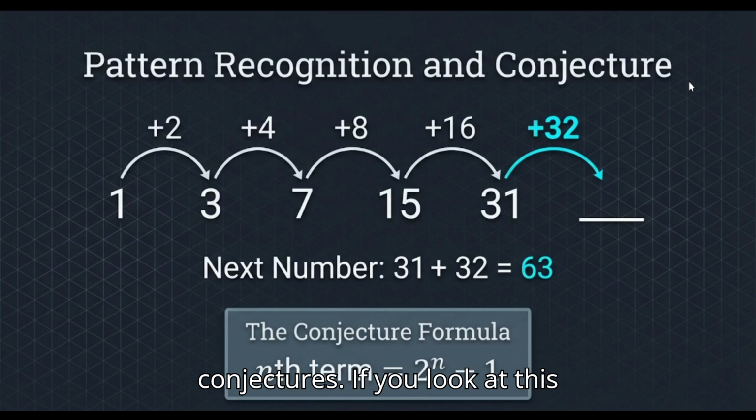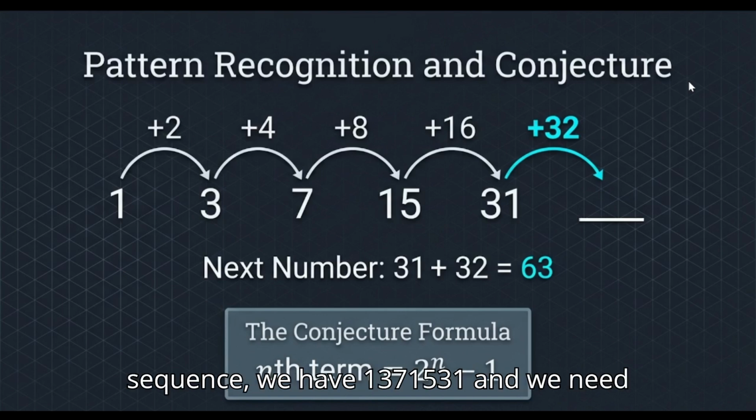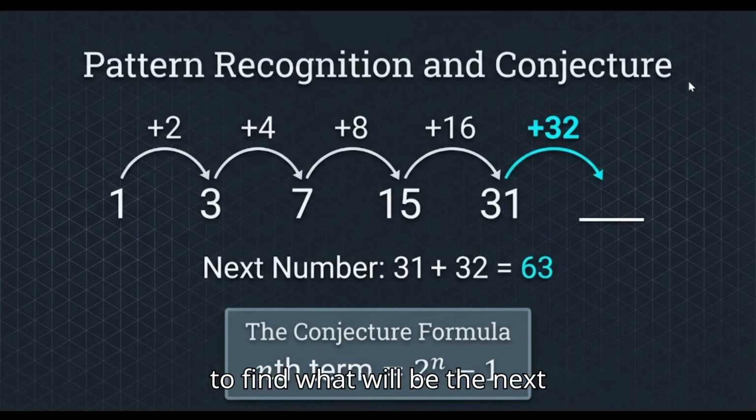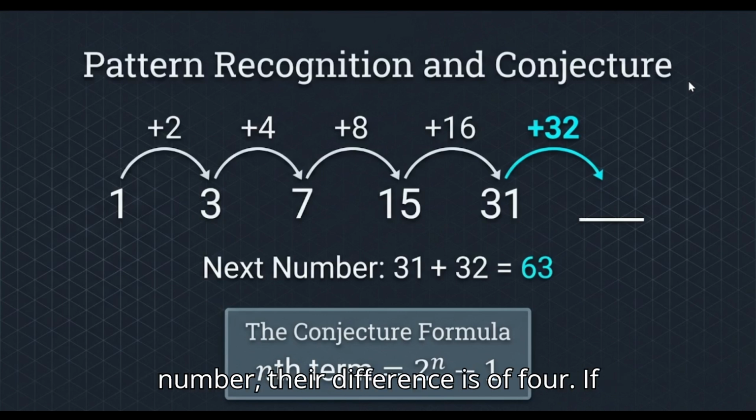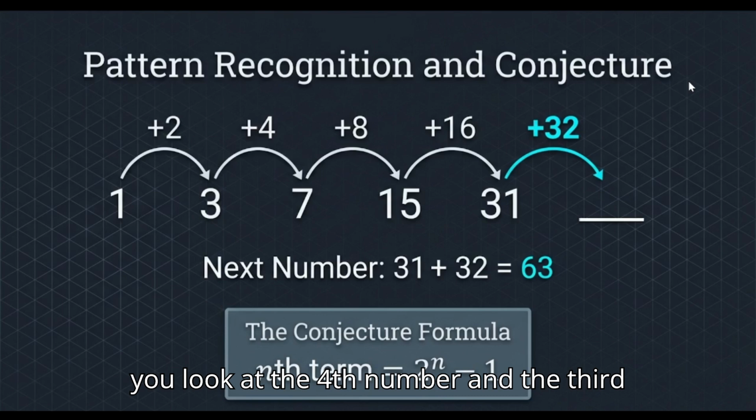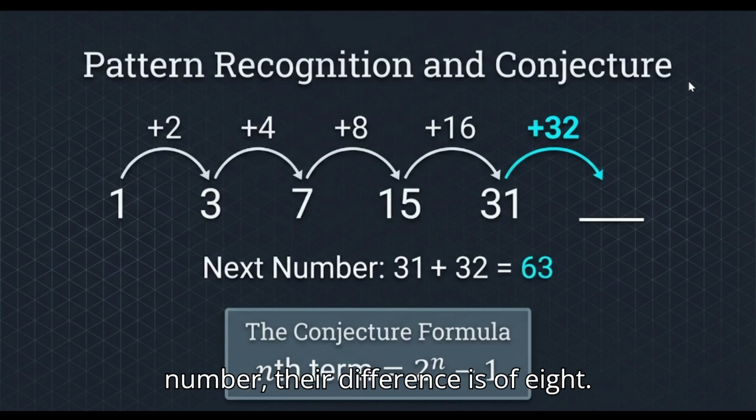If you look at this sequence, we have 1, 3, 7, 15, 31, and we need to find what will be the next number. If you look at the first number and the second number, their difference is plus 2. Then if you look at the third number and the second number, their difference is 4. If you look at the fourth number and the third number, their difference is 8.